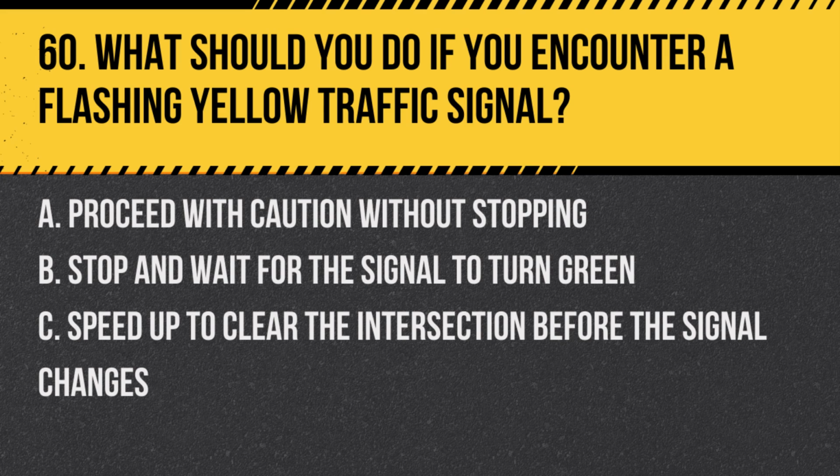Question 60. What should you do if you encounter a flashing yellow traffic signal? A. Proceed with caution without stopping. B. Stop and wait for the signal to turn green. C. Speed up to clear the intersection before the signal changes. Answer: A. Proceed with caution without stopping. If you encounter a flashing yellow traffic signal, you should proceed with caution without stopping, yielding to any pedestrians or vehicles already in the intersection, and continuing through the intersection when it is safe to do so.